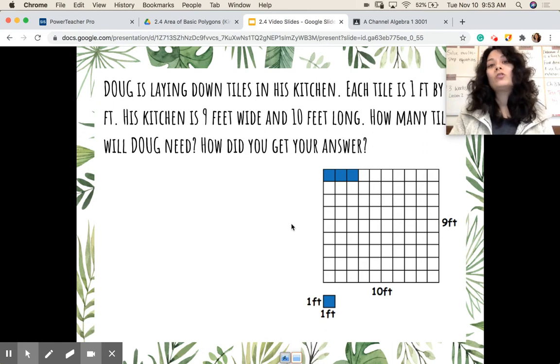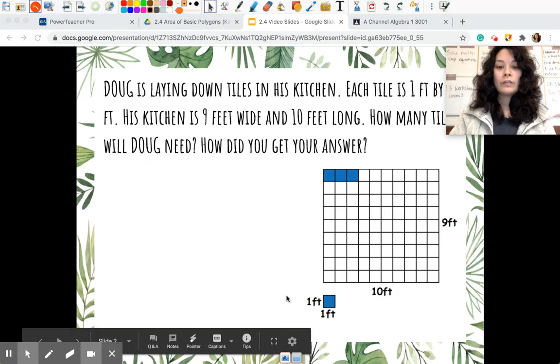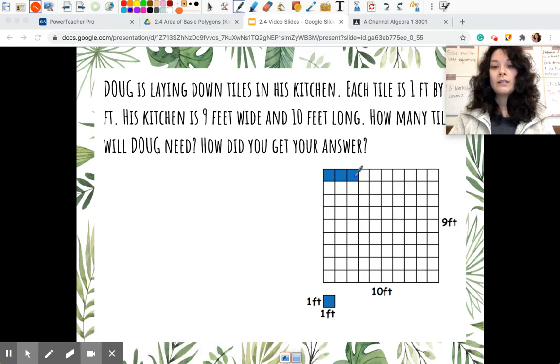So I encourage you to pause the video and think about how you would get an answer and what your answer might be, and then unpause the video and we'll go over it. Okay, so hopefully you've given that some thought. There's a couple different ways that you can get to your answer. As you can see, he started laying down 3 tiles. So one strategy I could do here is to count up how many individual tiles will fit inside his kitchen, and I can just count them all up.